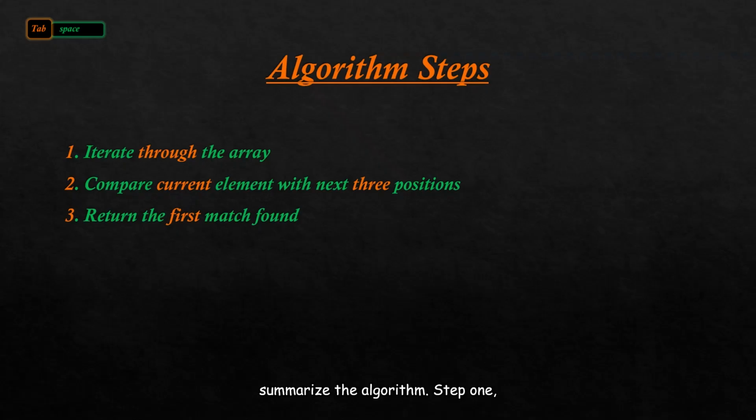Let us summarize the algorithm. Step 1: Iterate through the array from left to right. Step 2: For each element, compare it with the next 3 elements. Step 3: The moment a match is found, return that value. The problem guarantees that exactly one such value exists, so we will always find an answer.